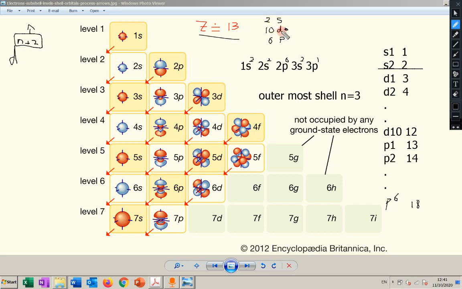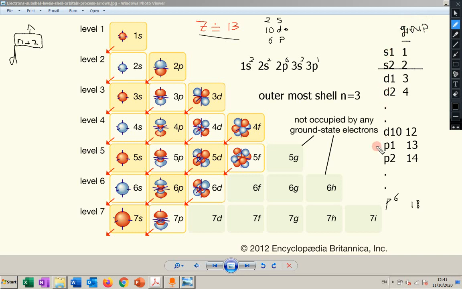Why? Because D started with 3, so there's always a difference of 2 between them. Look at them, 2 to 4, 10 to 12. I mean, there is a difference of 2. So if you know the electrons inside D, plus 2, this is going to be the group number. This is the group number, by the way.